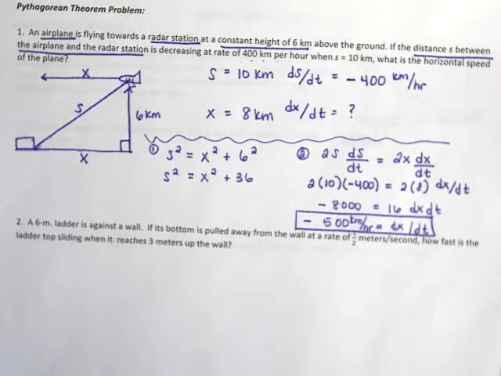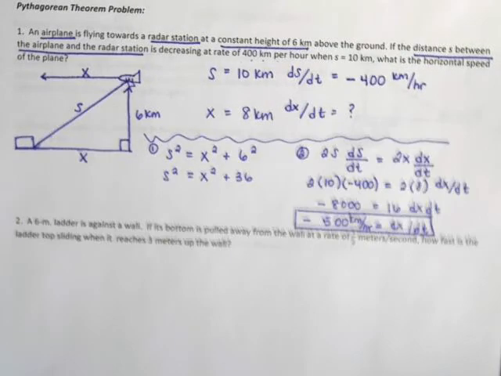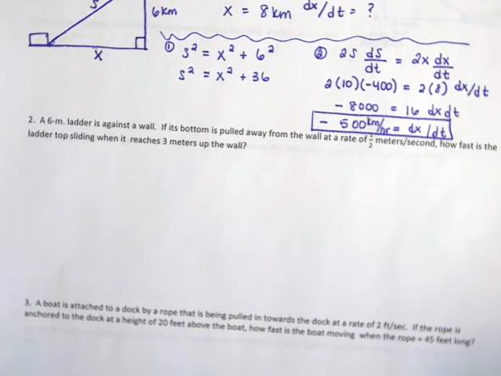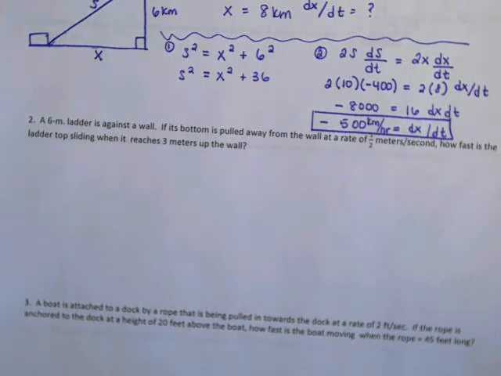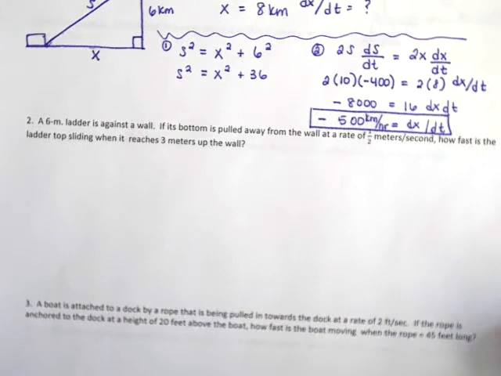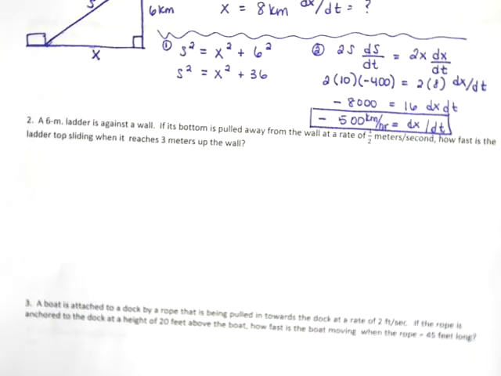Let's do another problem that requires us to use the Pythagorean theorem. So a 6-meter ladder is against a wall. If the bottom is pulled away from the wall at a rate of 1/2 meters per second, how fast is the top of the ladder sliding when it reaches 3 meters up the wall?